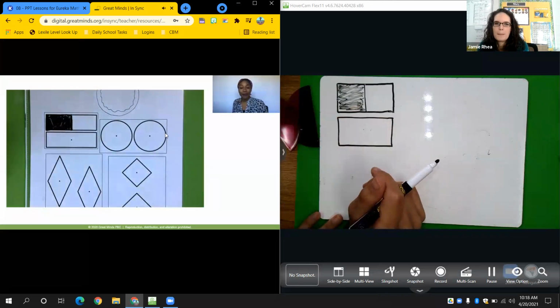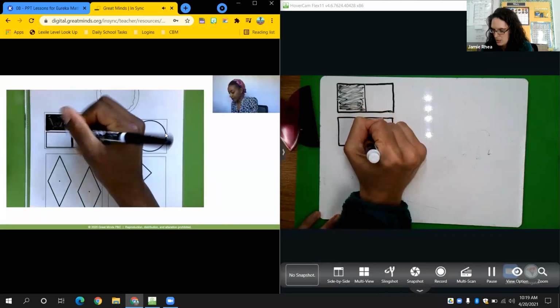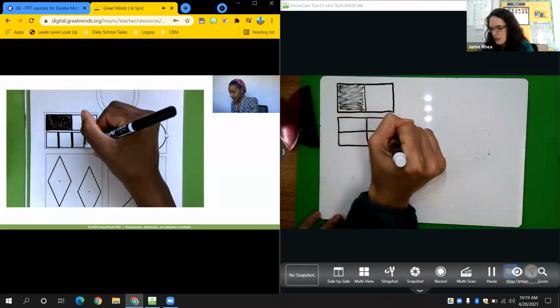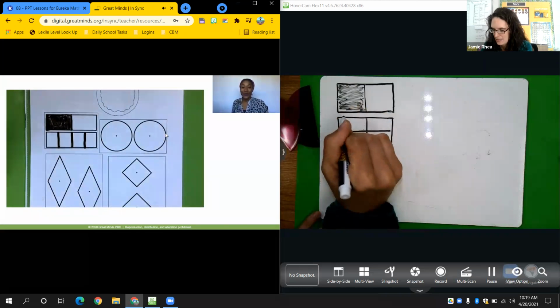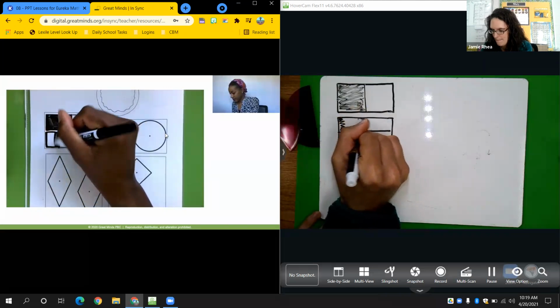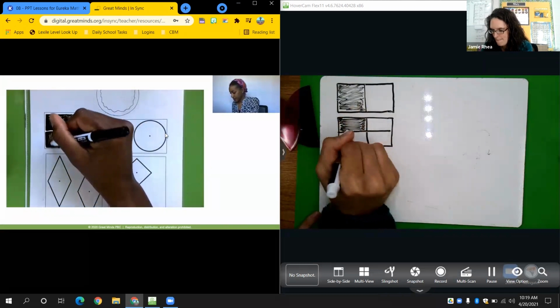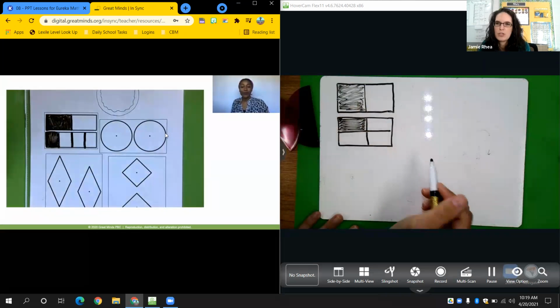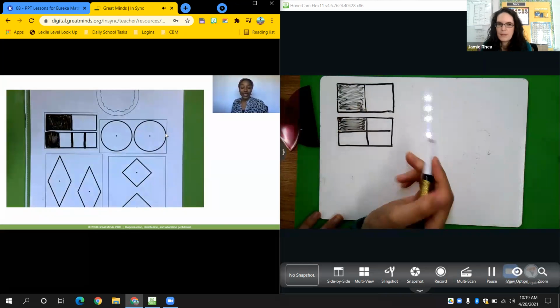On the second shape, I want you to draw to show quarters, or fourths. So let's make it into fourths. We've got 4 equal sides, and then color in one piece of that. It doesn't have to be perfect. Just try. Go ahead and do that for the rest of the shapes.